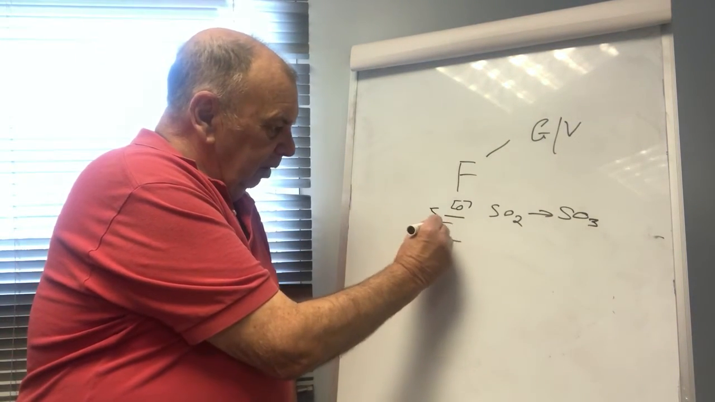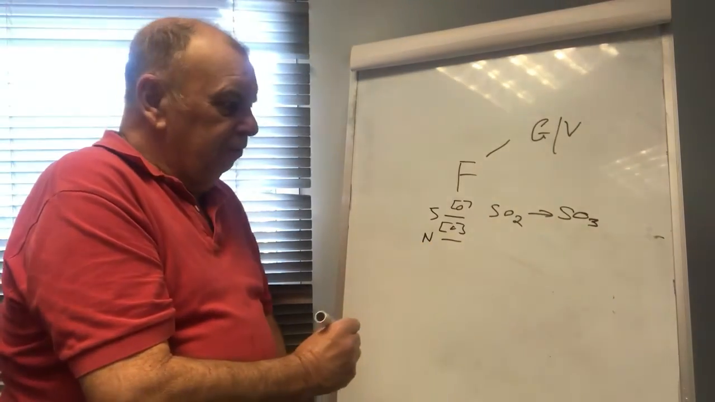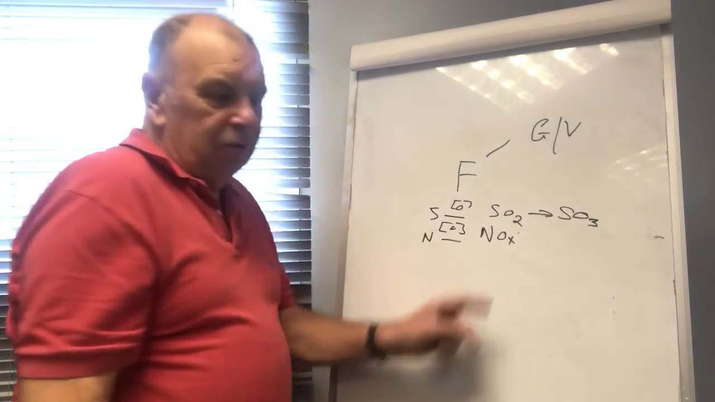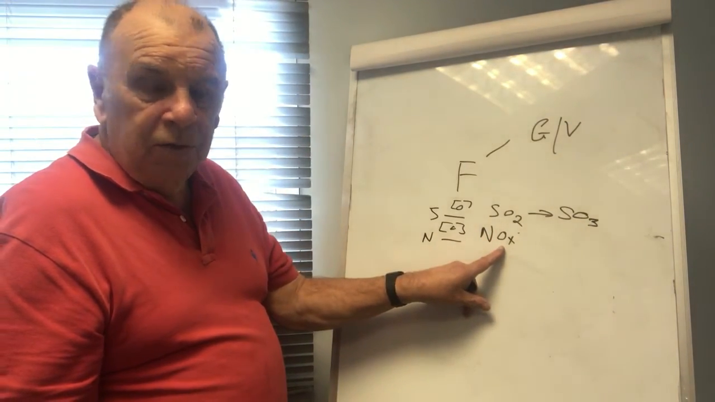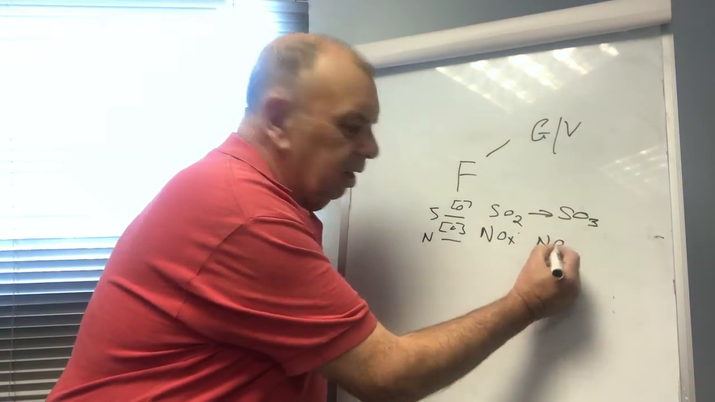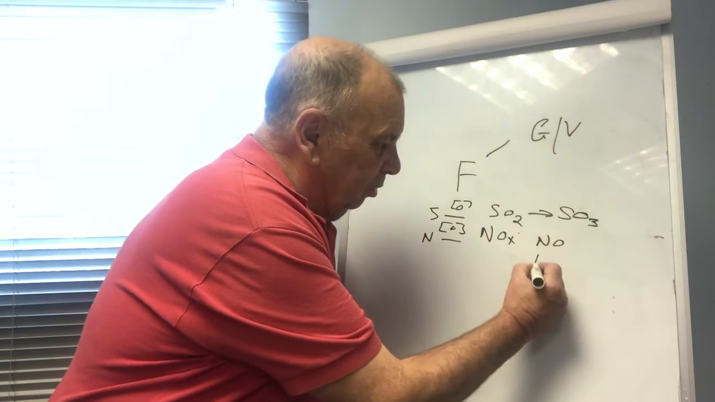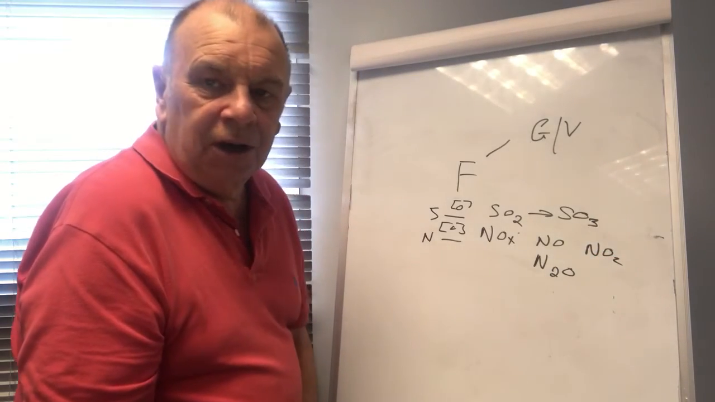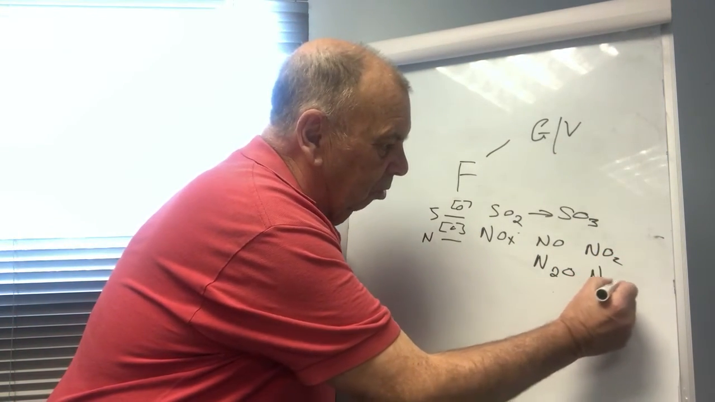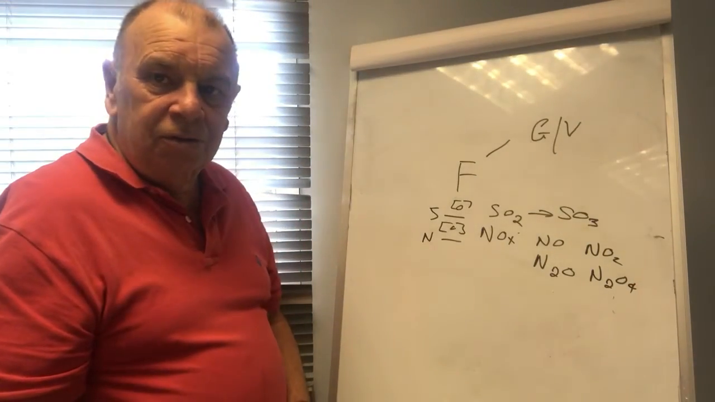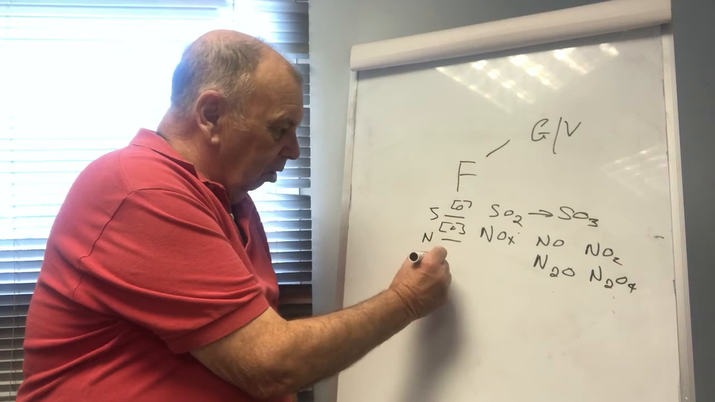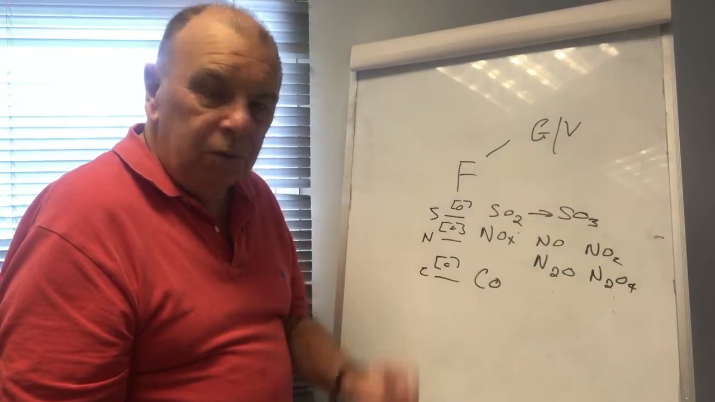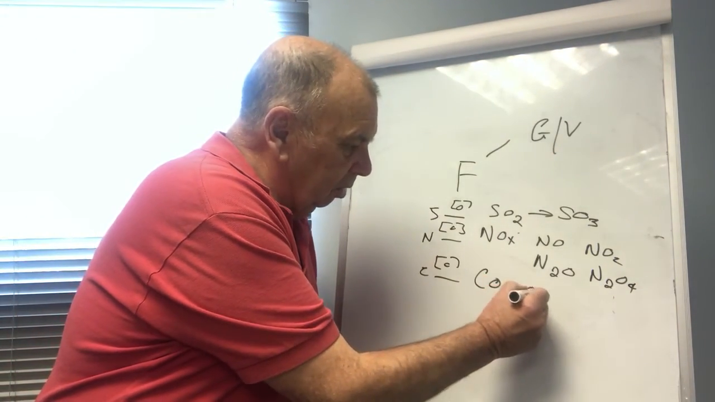Nitrogen reacts with oxygen to form NOx, where x could be, for example, 1, 2, 3 or 4: nitric oxide, NO, nitrous oxide, laughing gas, N2O, nitrogen dioxide, NO2, N2O4, dinitrogen tetroxide, and good old carbon with oxygen forms carbon monoxide, CO, and carbon dioxide, CO2.